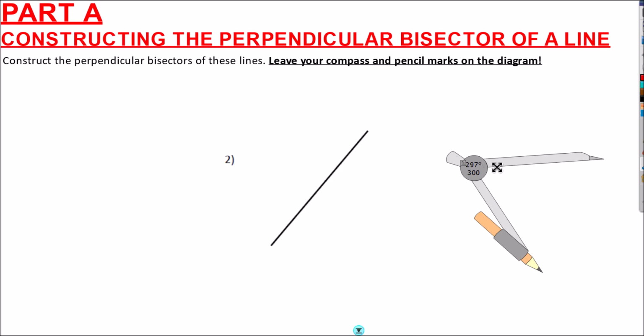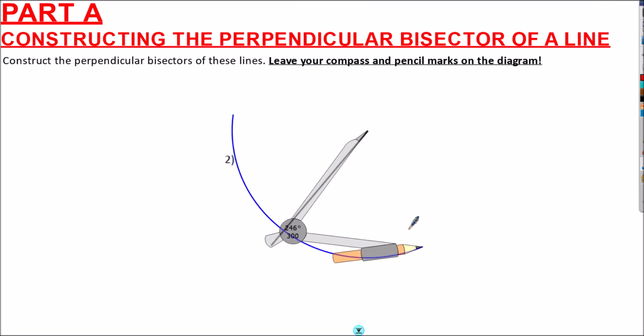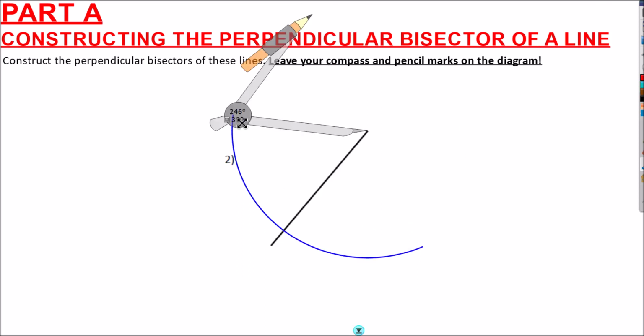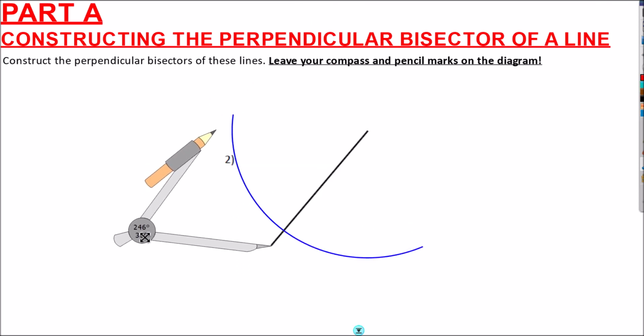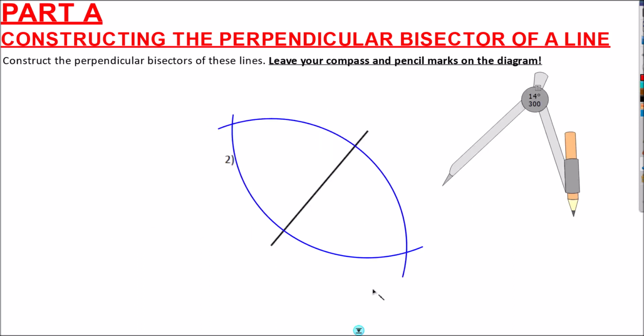Question 2, let's do the perpendicular bisector of this line now. Compass needle at one end of the line, a curve above and below the line. We're going to swap the compass over, do the same thing from the other end of the line, like so. Where the 2 curves cross, we're going to get a straight edge and draw a straight line in between these 2 points like so. And that's the perpendicular bisector for question 2.